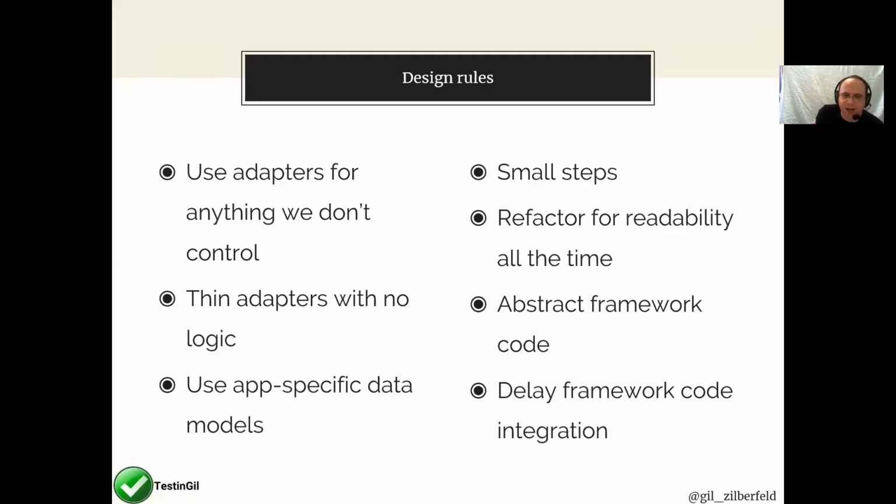So we have a couple of design rules. First of all, we use adapters for anything that we can't control. Services, database, file system. Spring, in our example, is probably not going to be an adapter. We can't use an adapter for everything, but where we can, we'll use an adapter. These adapters have to be very thin in terms of logic. They should be almost empty of logic.